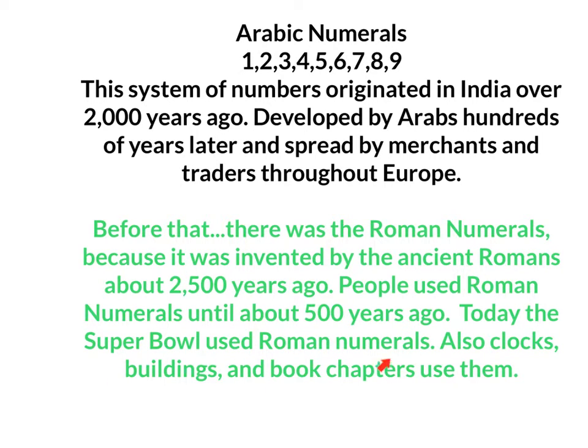Today, the Super Bowl uses Roman numerals. They'll have Super Bowl 16 and they'll have Roman numerals. They may have just changed that this year or last year, but before that, all the Super Bowls used Roman numerals. Also, clocks, buildings, and book chapters use them. Movies have the numbers in their credits.